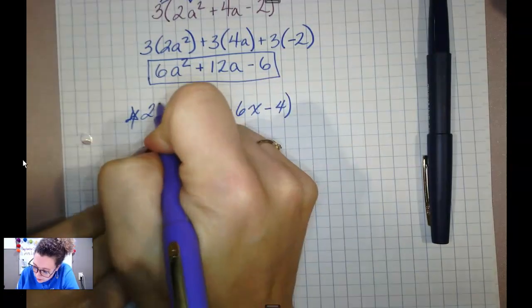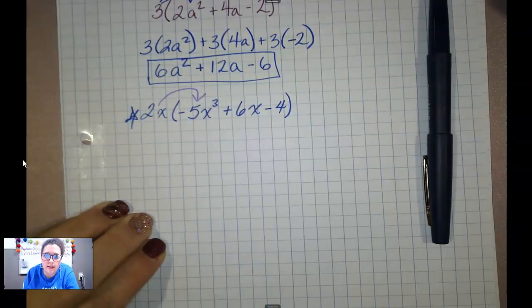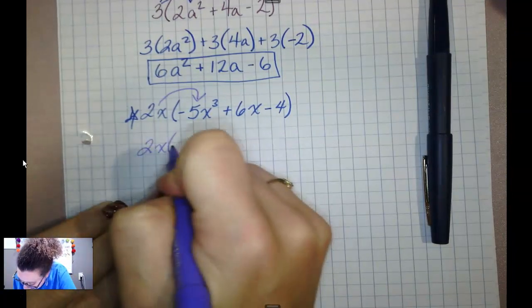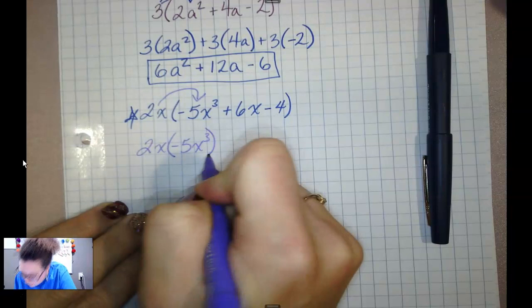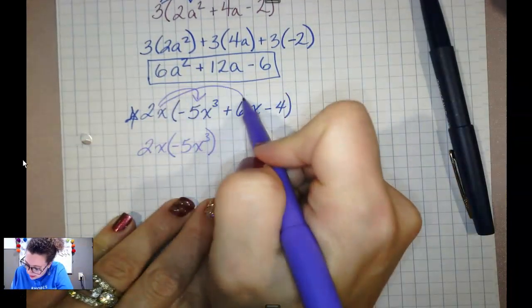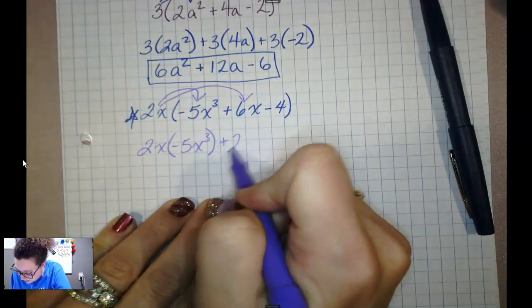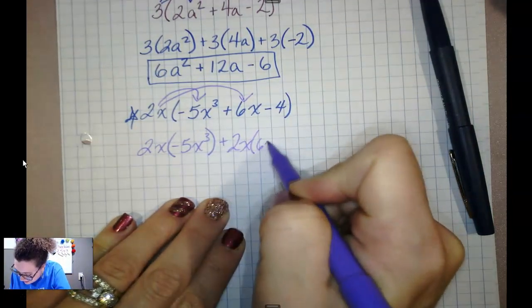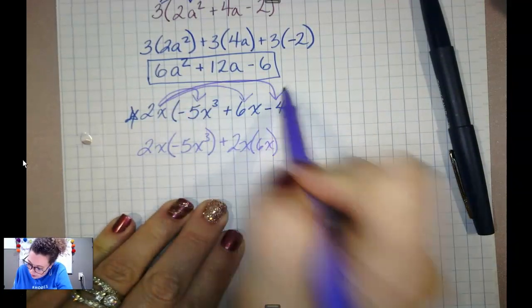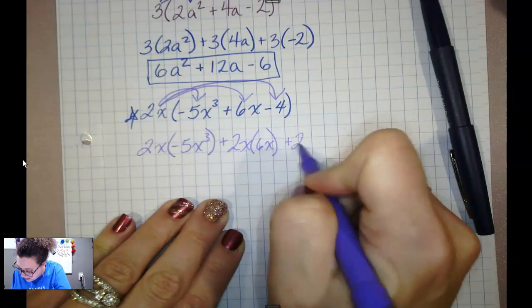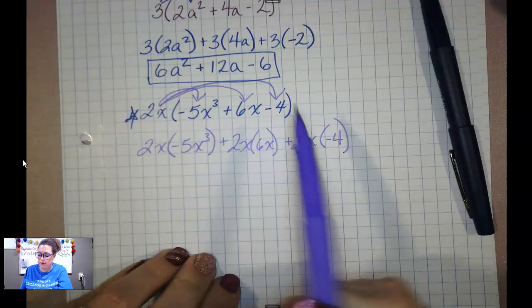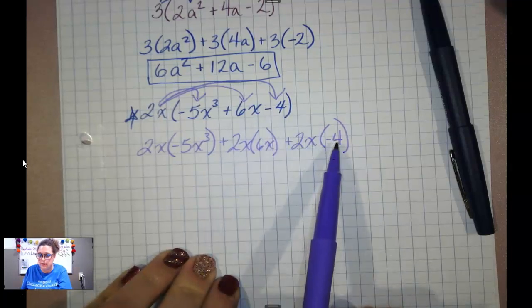So I'm going to take this 2x and multiply it by the negative 5x cubed. So it's going to be 2x times negative 5x cubed. All right. Then I'm going to take 2x and distribute it to 6x. So it's going to be plus 2x times 6x. And then finally I'm going to do it one more time all the way to the end here. Plus 2x times negative 4. Again, there's a minus sign. It is stuck to the 4.